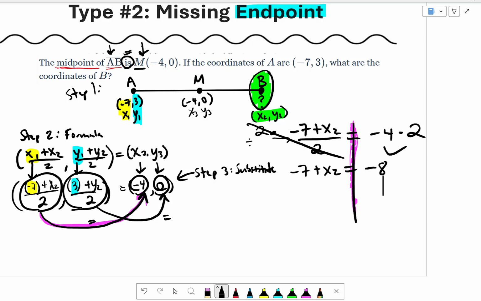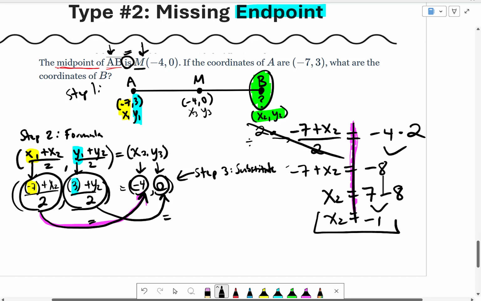So now we want the x2 alone, which means that we can move the -7 to the other side. So when it crosses the line, change the sign. It's -7, and now it's going to be +7 minus 8. So 7 minus 8 is -1. So I have the first half of the answer.